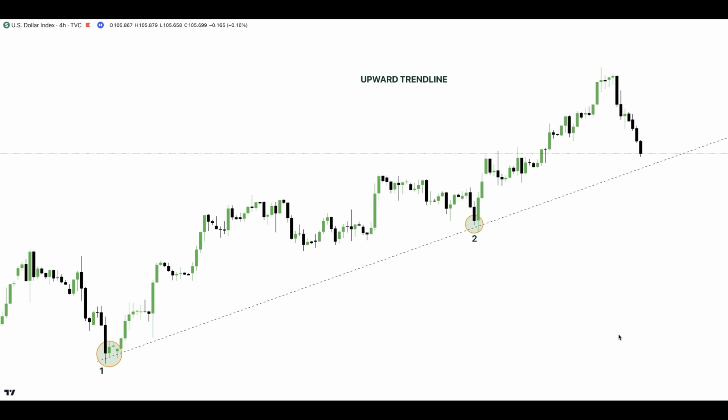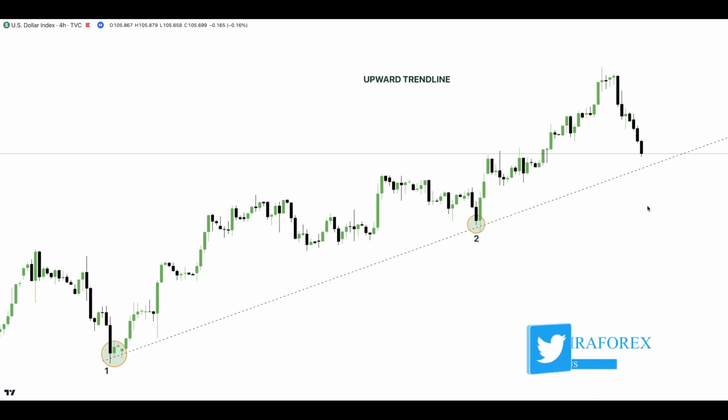So when I was explaining, I said earlier that in an uptrend we have upswings and downswings. Now for the trend line to also be valid, you need at least two throws on the trend line. So this is the first one and this is the second one.